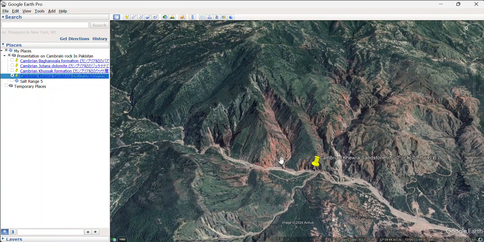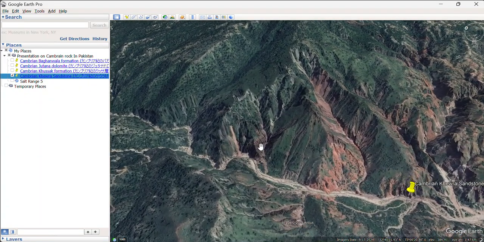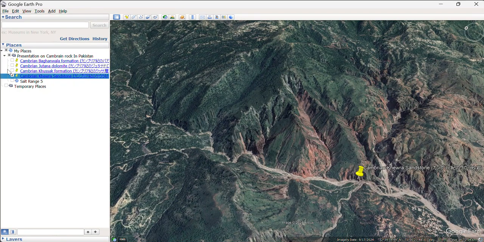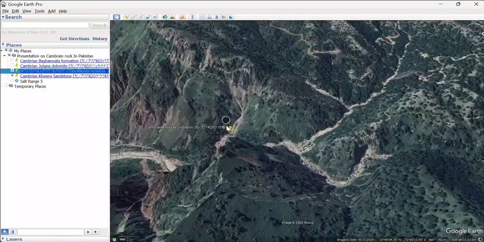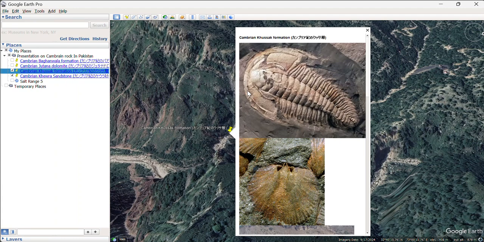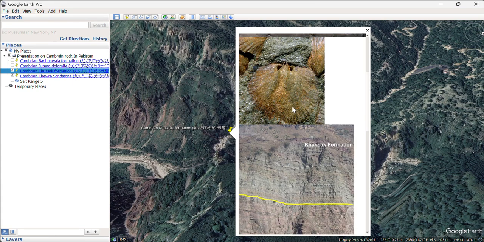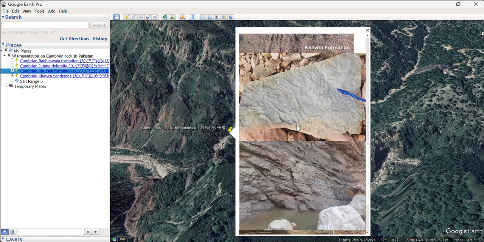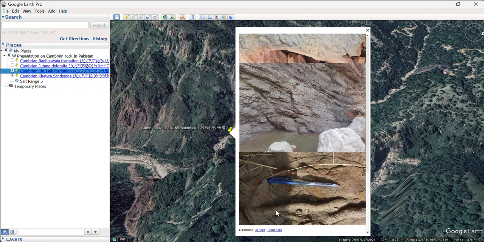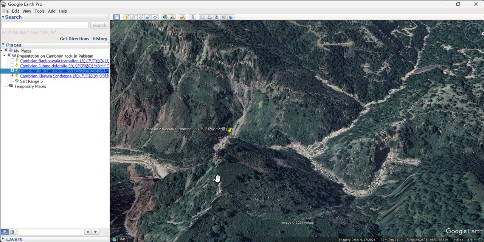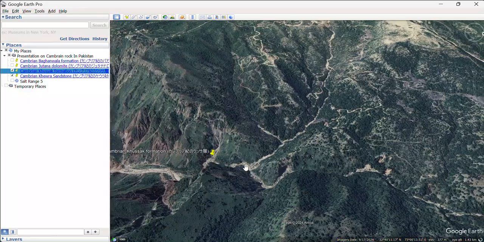When we further move to the younger strata of the Cambrian in the north direction, we see the Hosak Formation. Hosak Formation is the glauconitic sandstone of the marine environment. So we have the trilobites, we have the brachiopods. This is the contact, these are the worm burrows, this is the field outcrop, and these are also the burrows which represent the Hosak Formation.